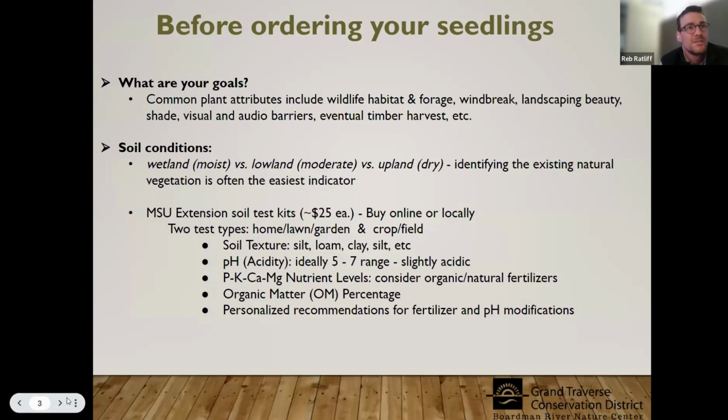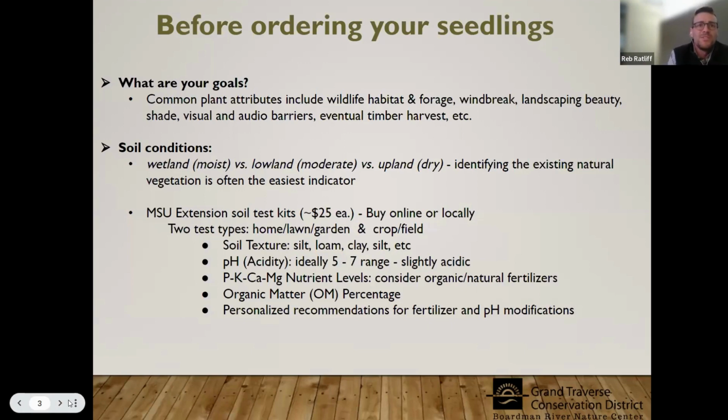The MSU Extension offices sell soil kits, which I encourage you to consider, especially for larger projects where you're going to be investing a lot of time and resources and money. These kits are available to purchase at their brick and mortar or online. I believe that the offices in Benzie, Manistee, Leelanau, and Grand Traverse County all have them available for pickup locally. They run about $25 a piece.